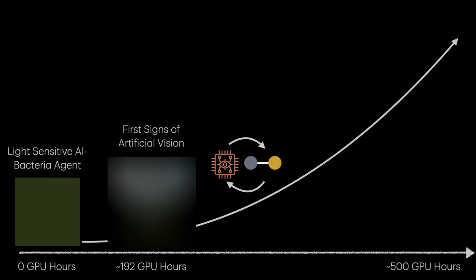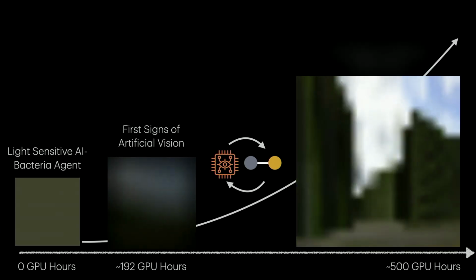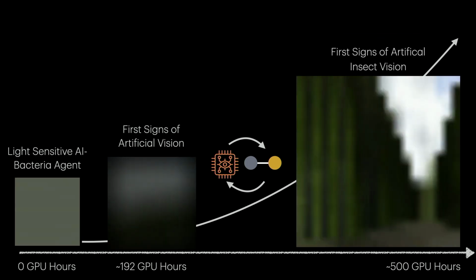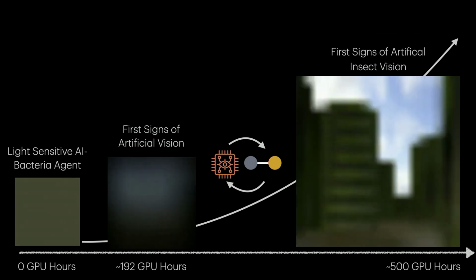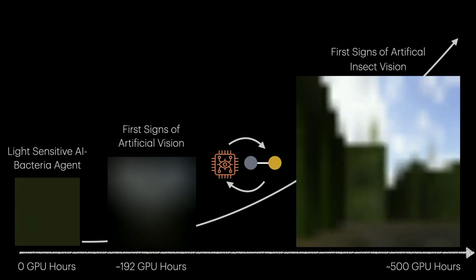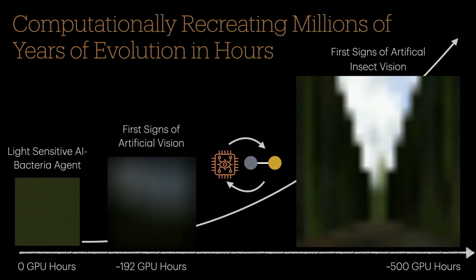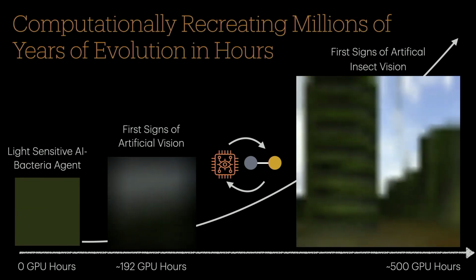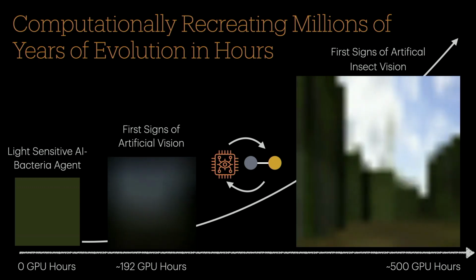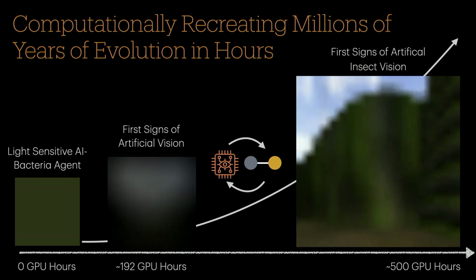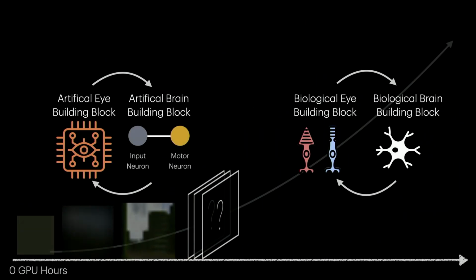So simulating this forward, what we start to get slowly is we get first signs of insect vision. And what we essentially start to do now is computationally recreate millions of years of evolution in GPU hours. Why is this important? So we're trying to create not only artificial intelligence, but also understand natural intelligence.